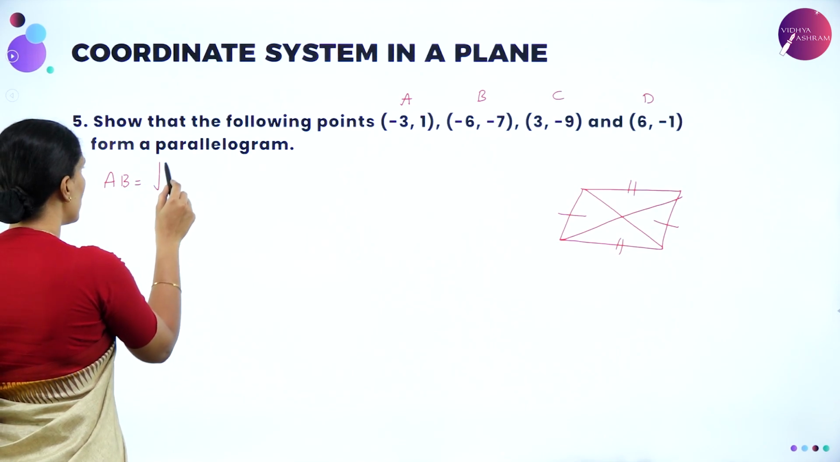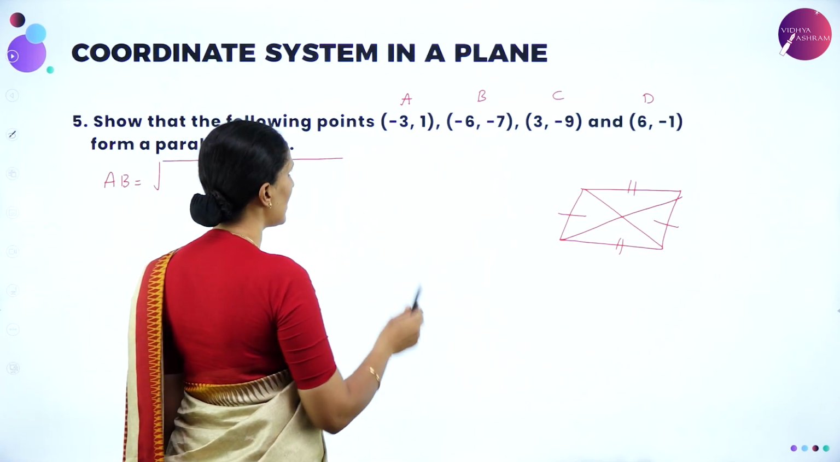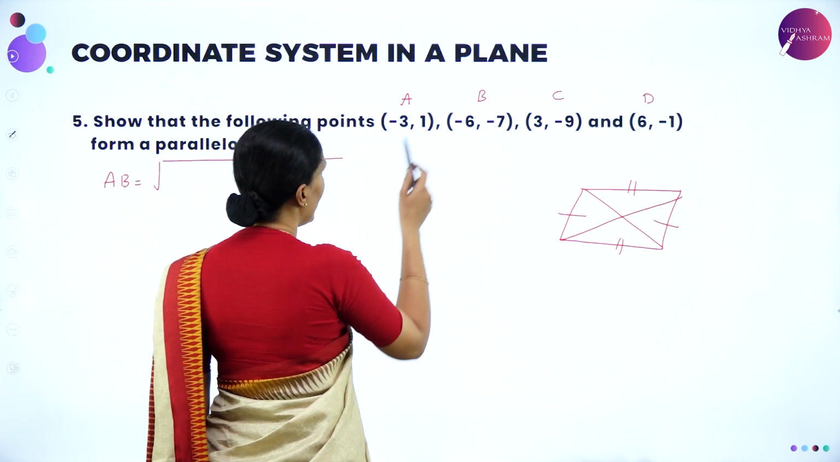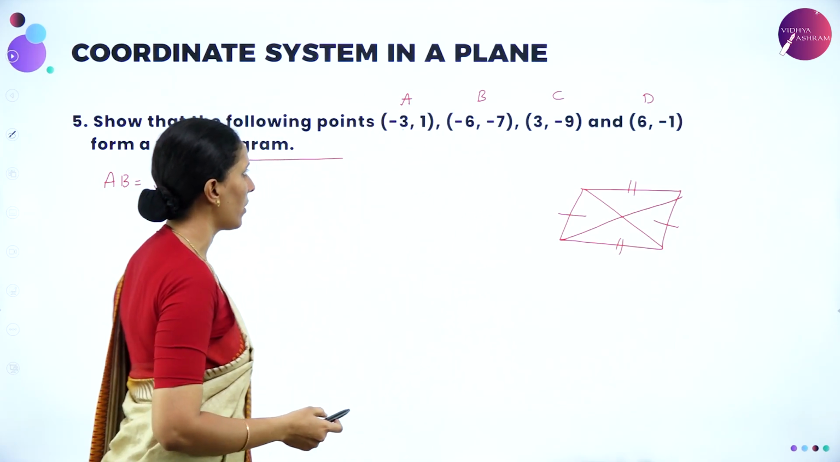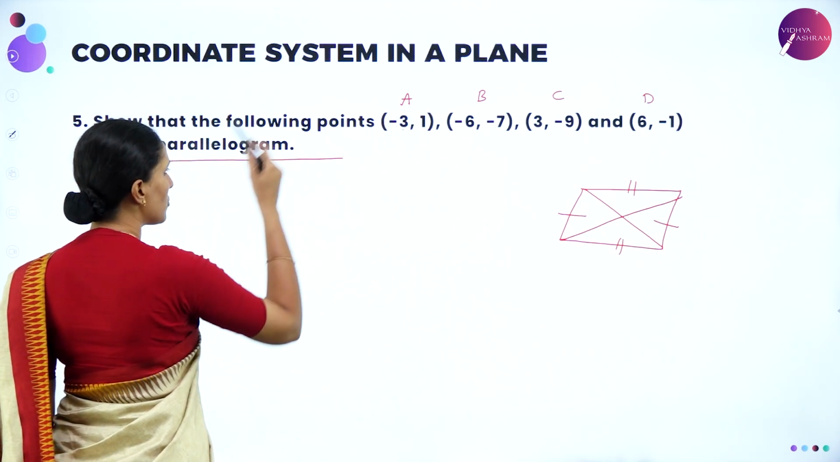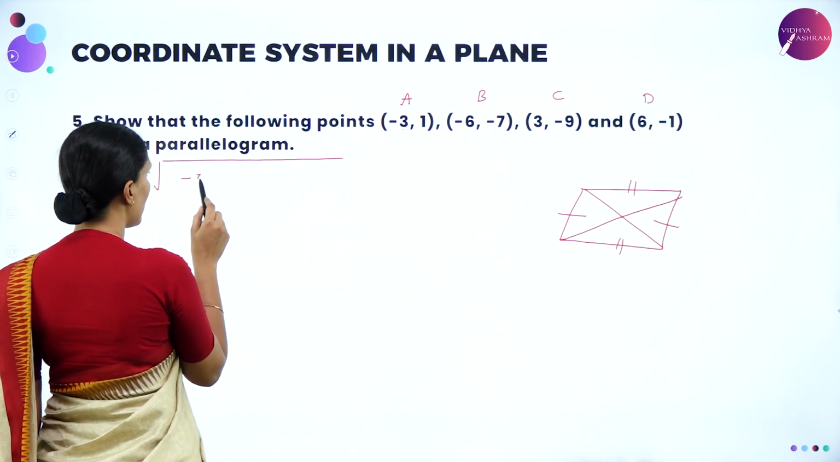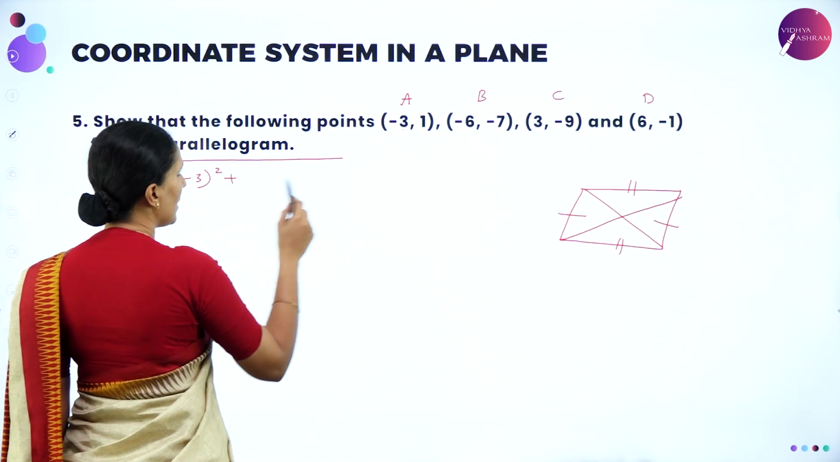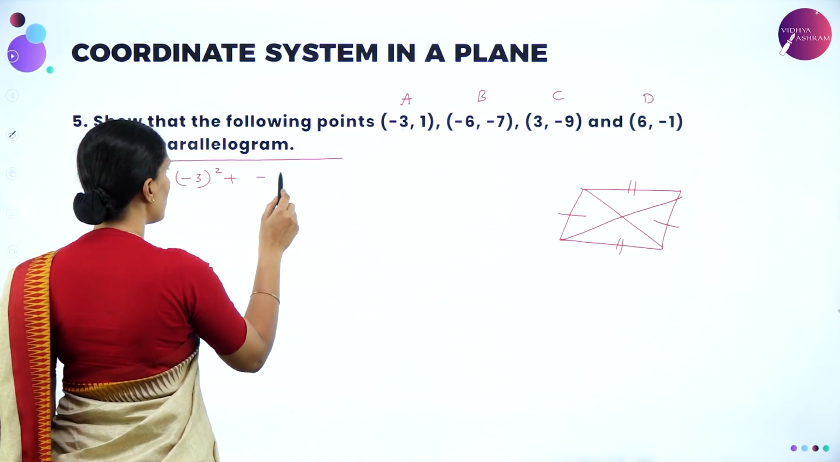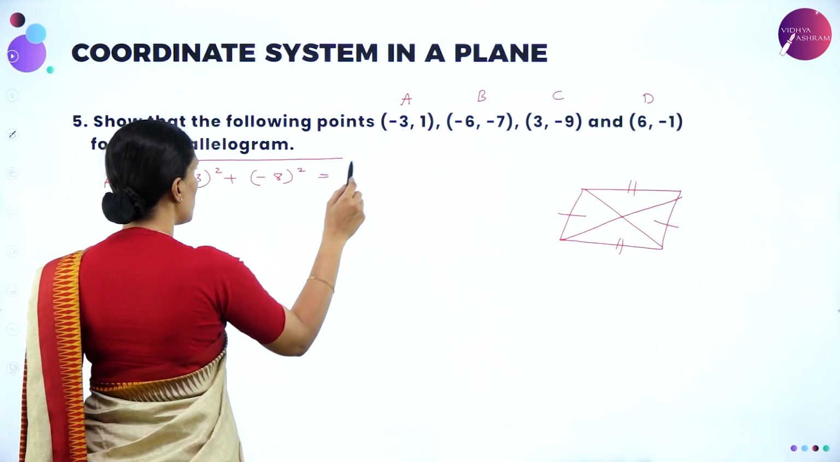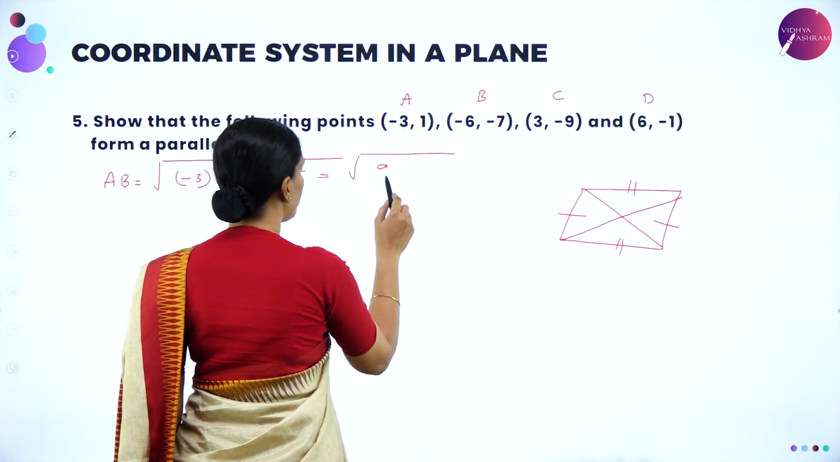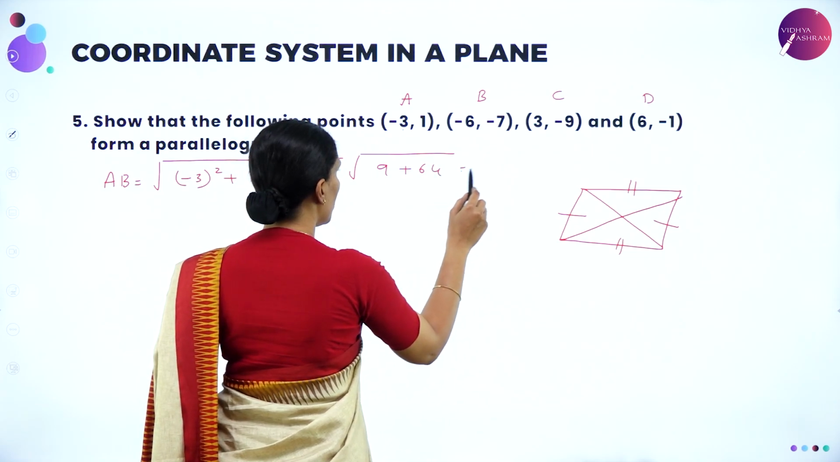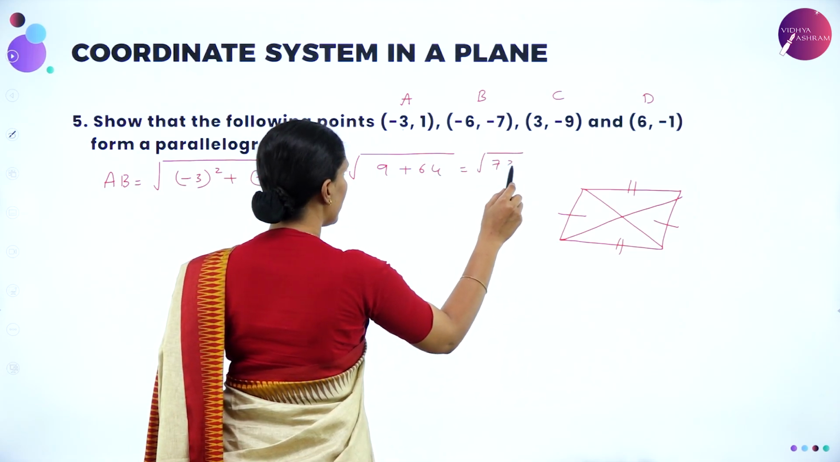So AB is square root of, using the distance formula, (x2 minus x1) whole square plus (y2 minus y1) whole square. So minus 6 minus of minus 3 becomes minus 3 whole square, plus minus 7 minus 1 is minus 8 whole square. So which is square root of 9 plus 64, which is equal to root 73 units.